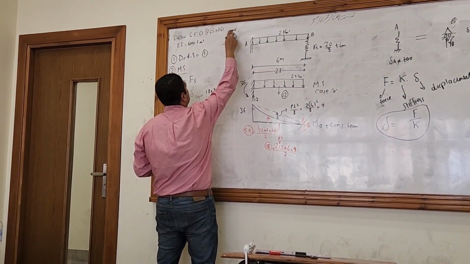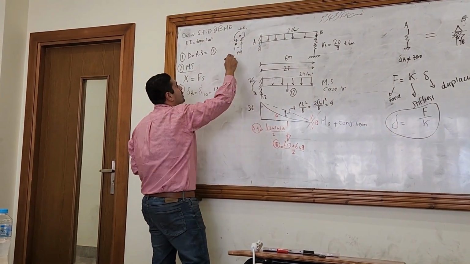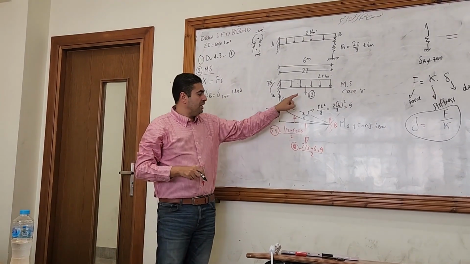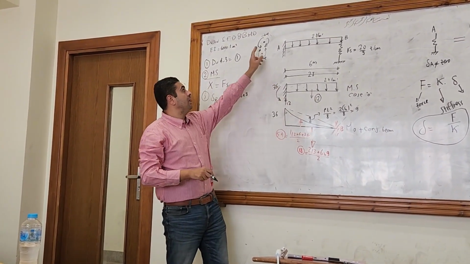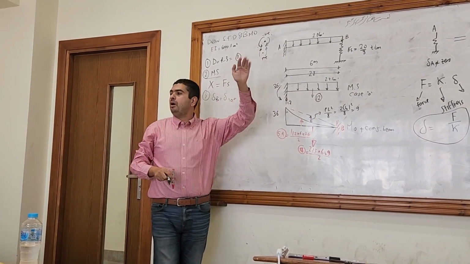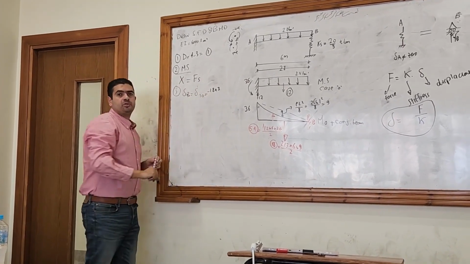If it's upwards, the moment will be negative. If downwards, the moment will be positive. So what about the 18 times 2? It's a moment with the tail above, so it will be negative 18 times 3.